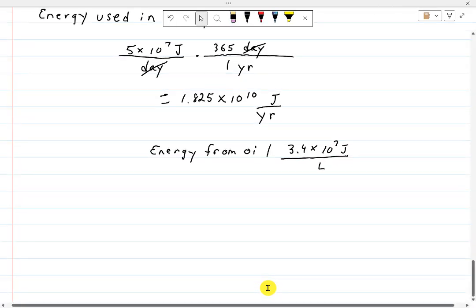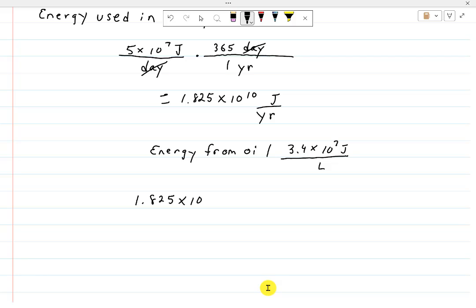Let me show you what happens to all of the numbers as well. So we're going to take the top number, 1.825 times 10 to the 10th, J per YR. Down here, I'm going to have 3.4 times 10 to the 7th, J per L. I'll handle the division part in pieces, and I'll handle this portion with the calculator.